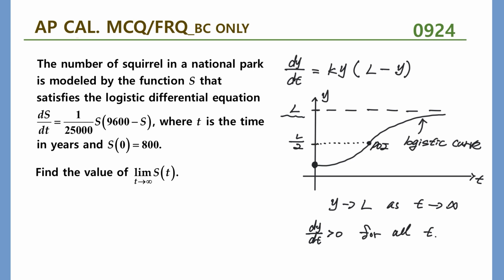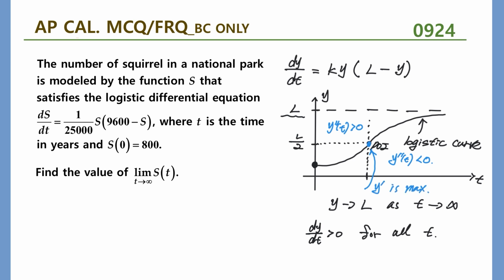Up to this point right here, our second derivative y double prime of t is positive, and y double prime of t here would be negative. So we know that at this point right here, our y prime is maximum.